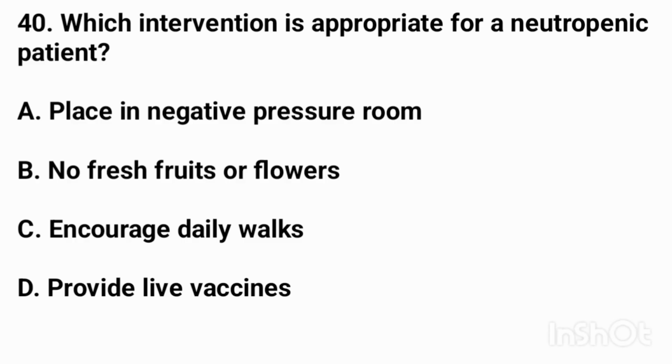Question number 40. Which intervention is appropriate for a neutropenic patient? The right answer is option B. No fresh fruits or flowers.